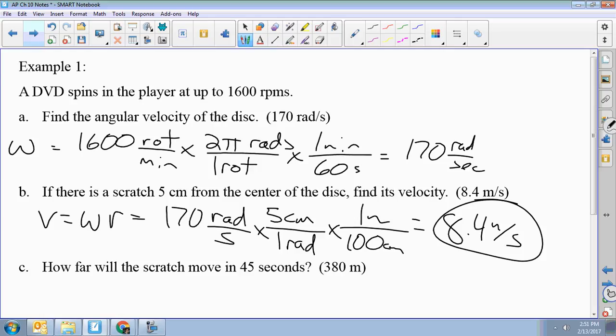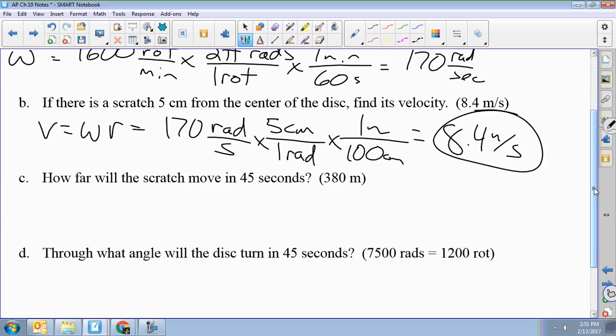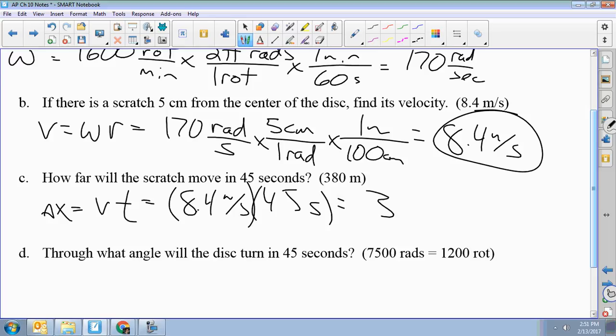Everybody good? Okay. So now we have to figure out how far the scratch will move. That's like distance equals rate times time. Displacement is velocity times time, as long as the velocity is constant. Here we're just talking about the magnitude of the velocity. So we're going 8.4 meters a second for 45 seconds, which gives you 380 meters.